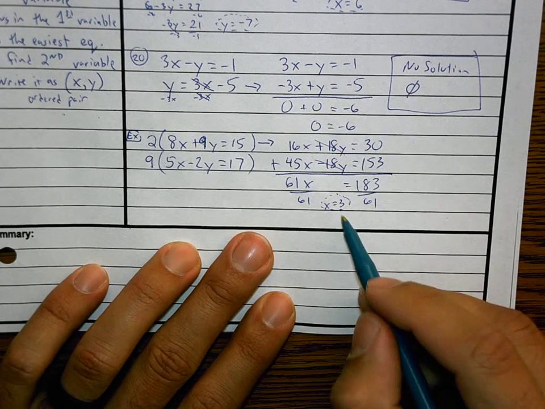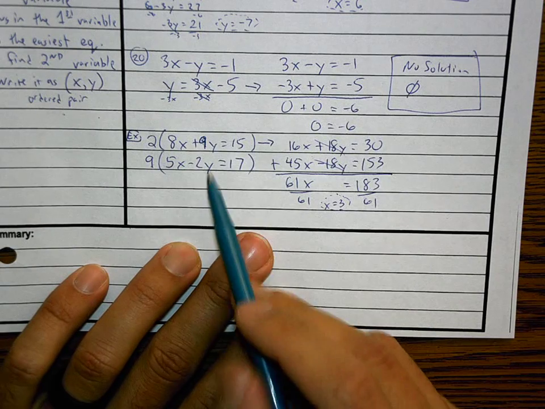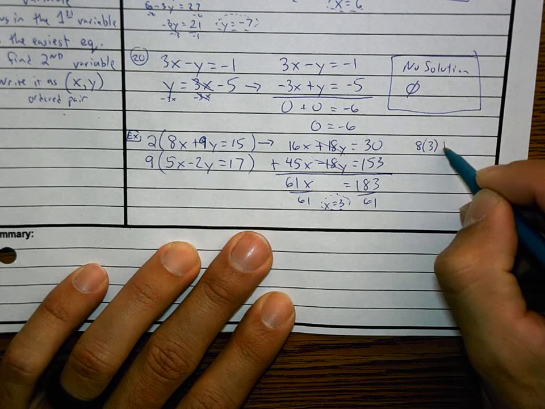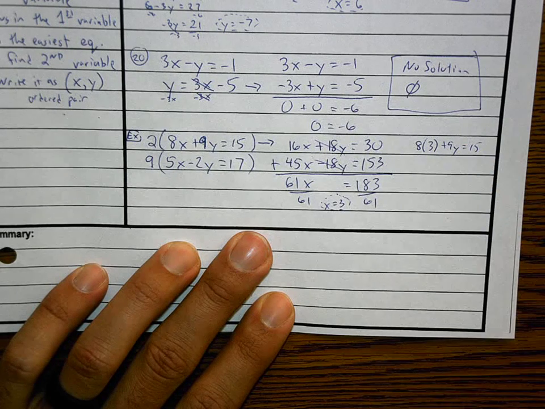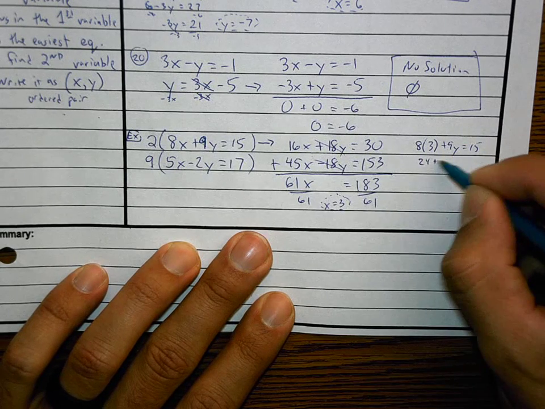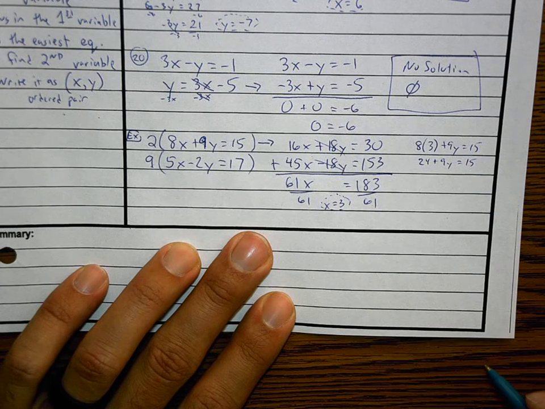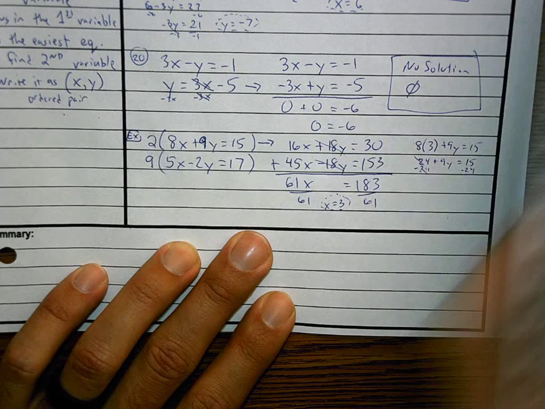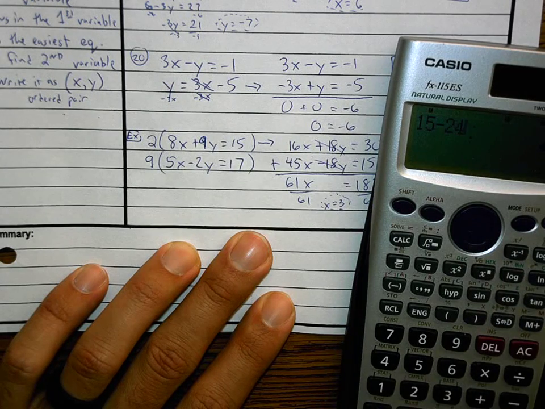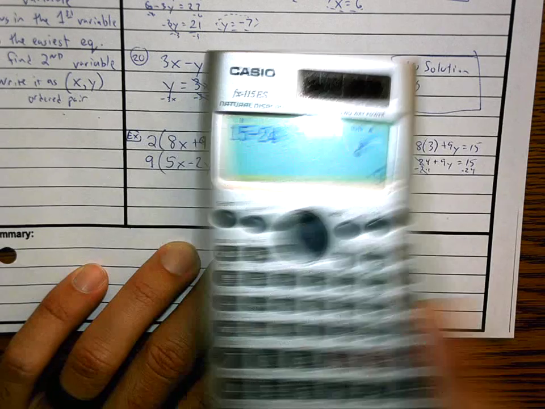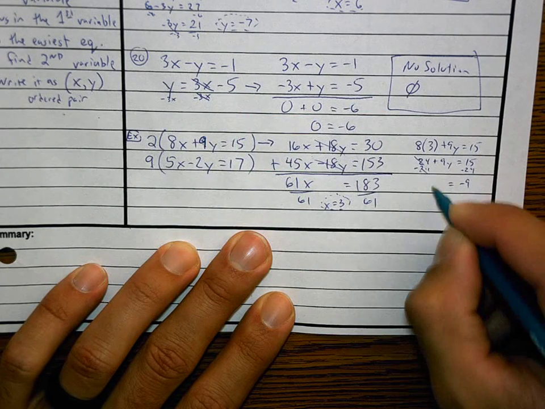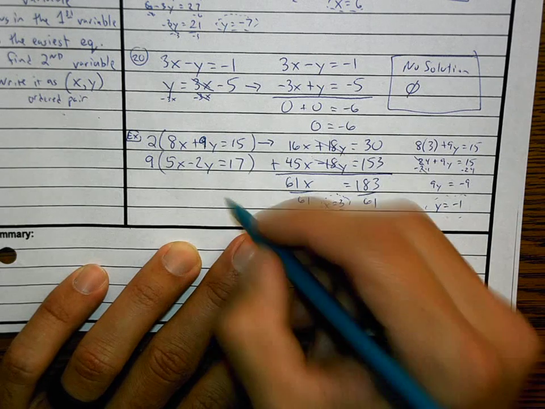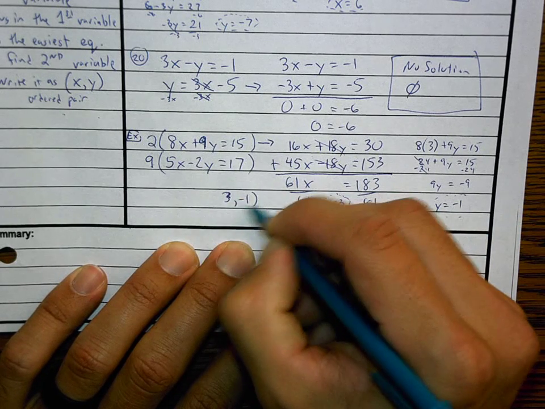Plug in the 3. What's the easiest equation? Probably this one. 8 times 3 plus 9y equals 15. That's 24. I'm going to subtract 24. 15 minus 24, just because my mind's in a weird spot. Negative 9 equals 9y. Oh, that's good. That's nice and easy. y is equal to negative 1. My final answer, 3 comma negative 1.